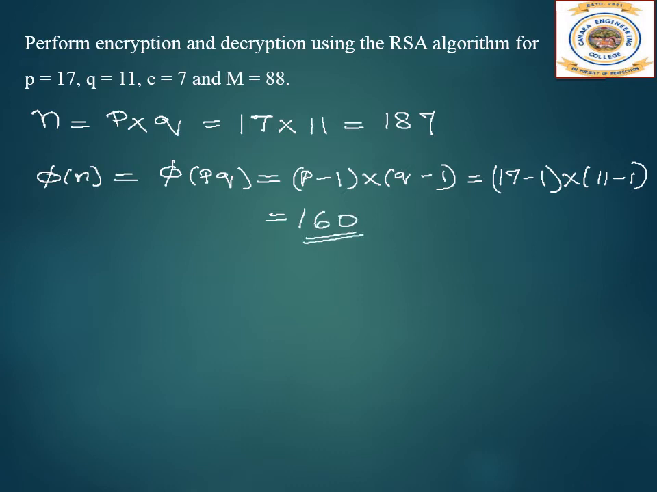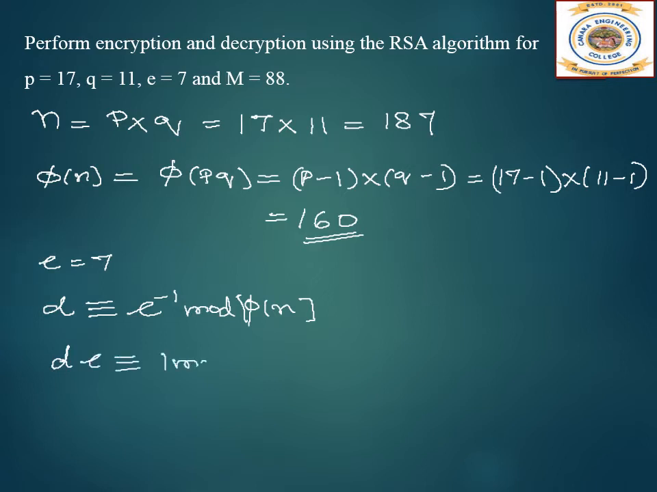Next, we know that E is equal to 7. So we need to find D, that is, we have to calculate it. How do we calculate? D is congruent to E inverse mod phi of n. Or I can write it as DE is congruent to 1 mod phi of n. So let me write the values. E is 7, D is congruent to 1 mod, what is phi of n? 160. Now this is nothing but an inverse.